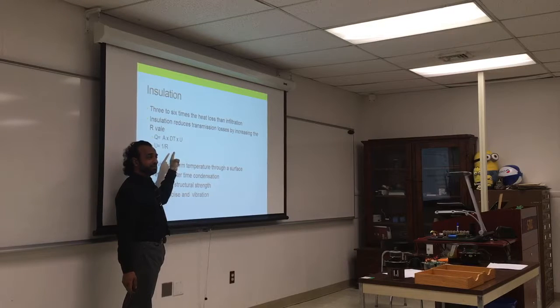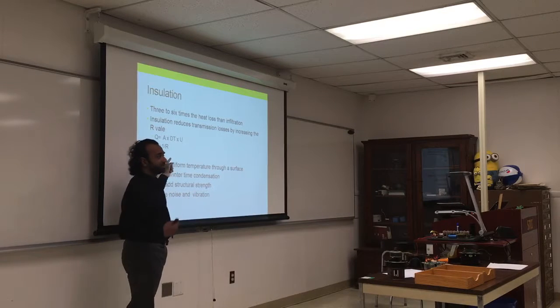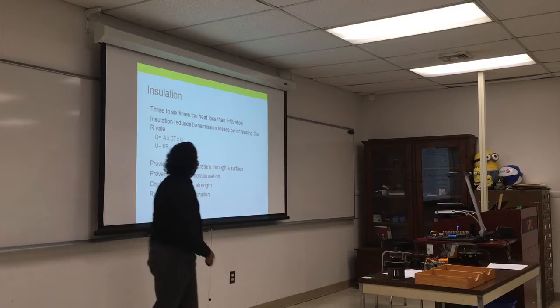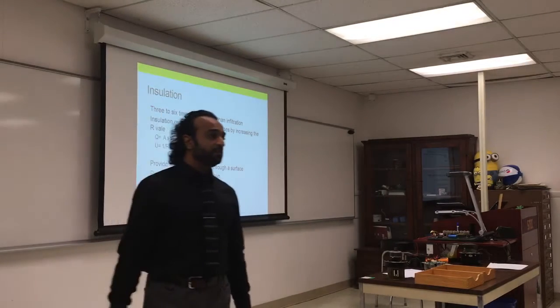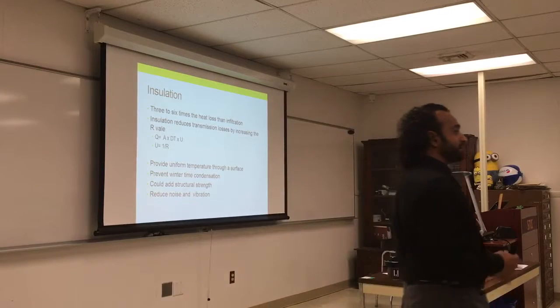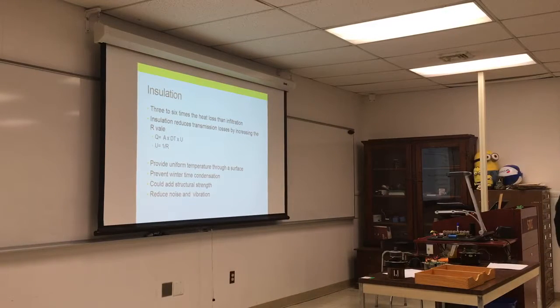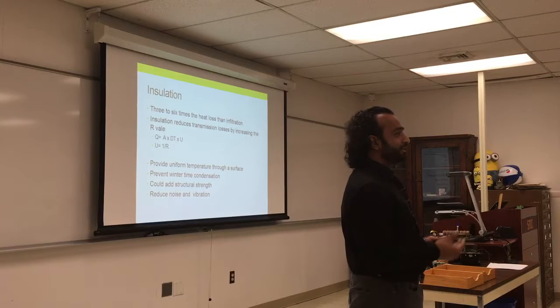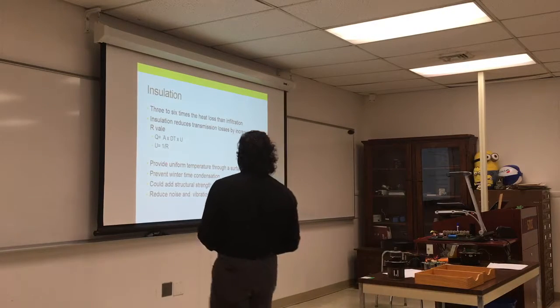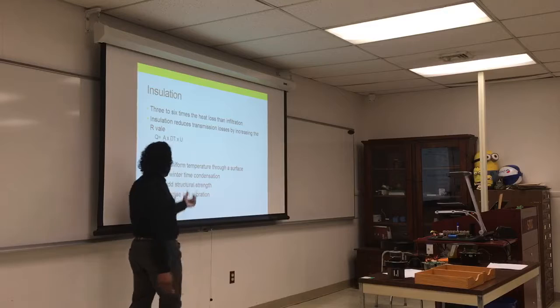Seems like a reasonable relationship. Think about it: resistance to heat going through. It will also provide uniform temperature throughout the surface, so you don't have cold spots and hot spots. What happens if we have cold spots and hot spots? It's a good area for condensation. If you have an attic with cold spots, probably you have a lot of condensation and ice dams inside, and it will drip. Also, it prevents wintertime condensation.